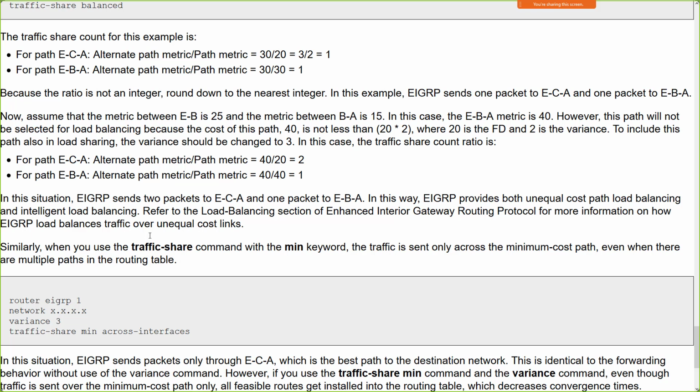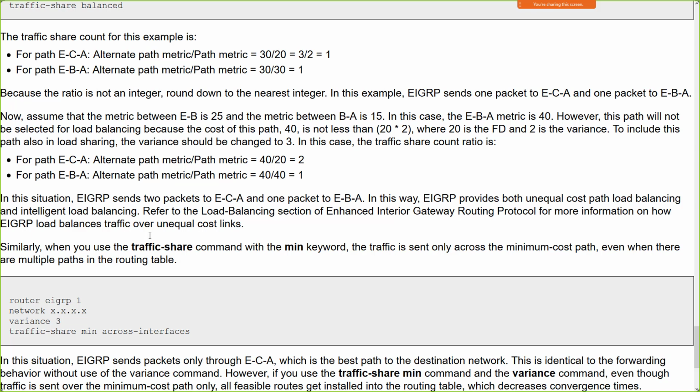So it says here, for the path from E to C to A, we have the alternate path metric, which is 30. And the overall path metric for this particular path is 20, which means we're doing a 3-to-2 load sharing. 3-to-2 is not a whole number, so we round it up to 1, right? For the second path, E to B to A, the alternate path metric is 30. I am the alternate path, and my path metric is 30, which is 1. So in this particular case, we would actually not really do any kind of balanced load sharing because of the way the math works.